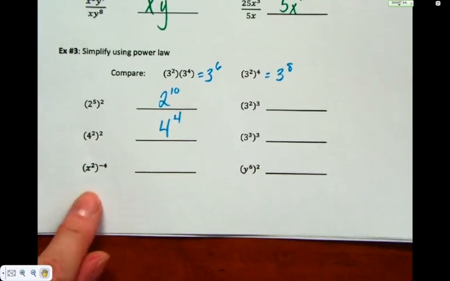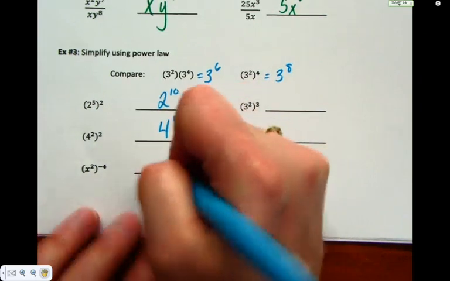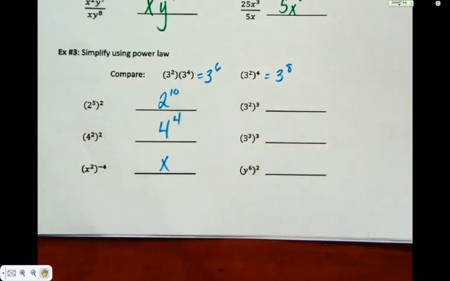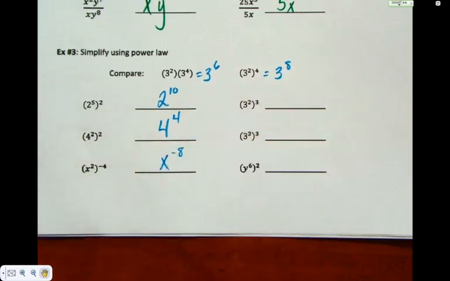X to the 2 to the negative 4. This is when it gets crazy because it's hard to envision negative 4 groups of 2. That's why we have power law. It just says take the exponents and multiply. 2 times negative 4, negative 8.